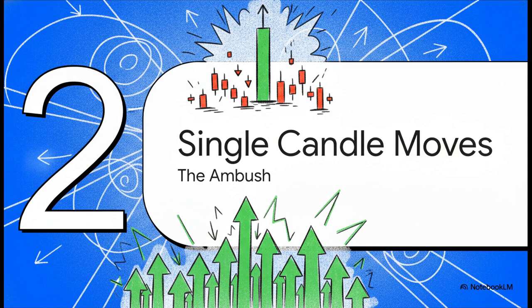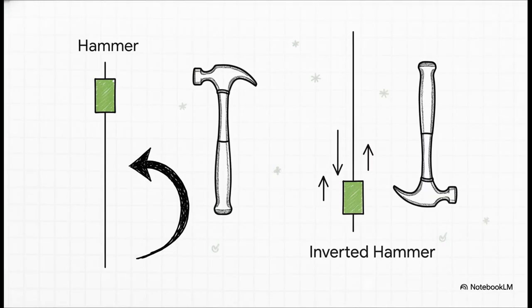Moving on to part 2, single candle power moves, the ambush. Let's break down the play-by-play of our first combatants making a sudden desperate stand in just one single session. First up, the hammer. It's a famous one. It has a small body at the top and a very long lower wick, at least twice the size of the body. That long wick is crucial. It represents the exact moment intraday sellers pushed prices way down, but buyers violently rejected that drop and pushed it all the way back up by the close.